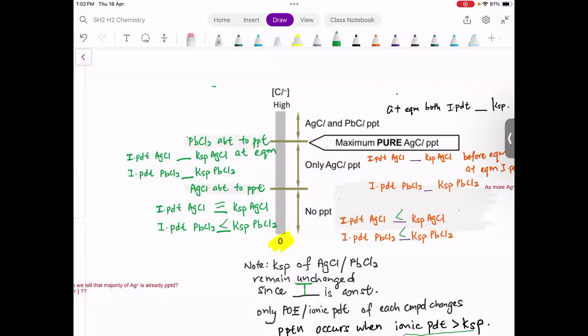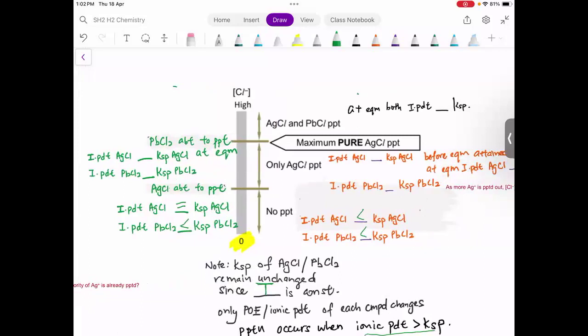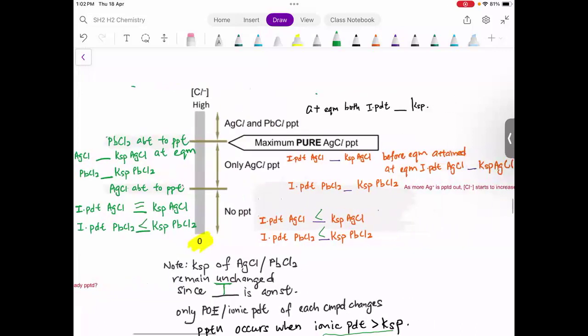Okay, so what happens the moment you add in a little bit more? Because your silver chloride has reached saturation, the moment you add in a little bit more sodium chloride, what will happen? At that instance, the ionic product will exceed Ksp. So this means that precipitation will start to take place. At that instant, it exceeds, and precipitation starts taking place.